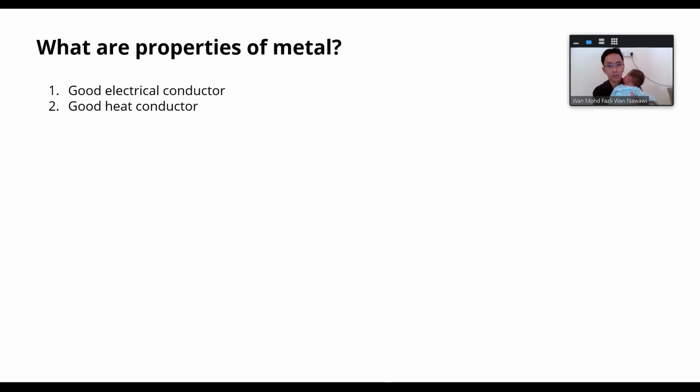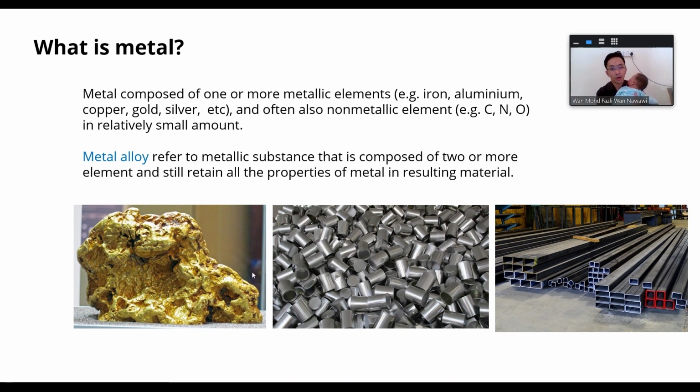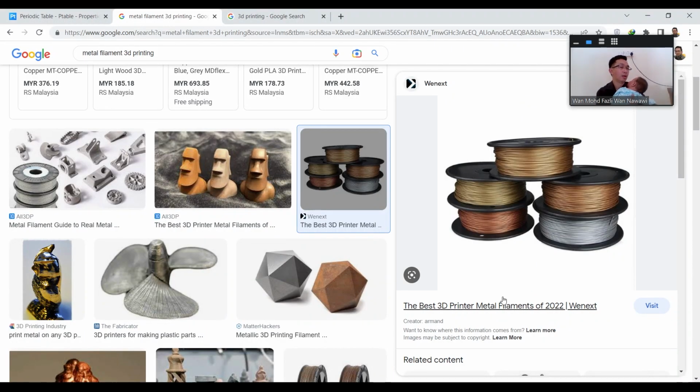So if we come back to the previous slide, we said a metal alloy refers to a metallic substance that is composed of two or more elements and still retains all the properties of metal in the resulting material. If you look back at this metal, quote unquote, filament, if you ever play with this stuff, you will see that when you try to bend it, it will snap. It will not be like a paper clip. If you take the filament and try to bend it, it will snap. So that is not a property of metal, and that's why we don't call this an alloy.